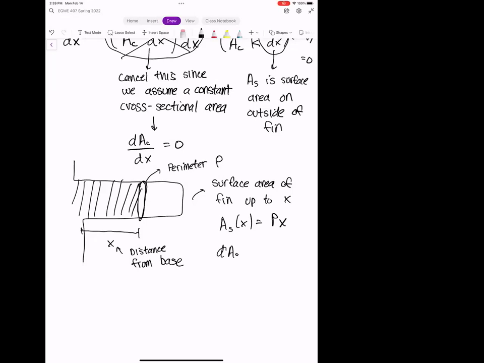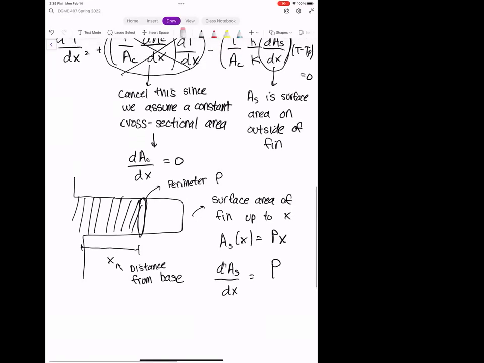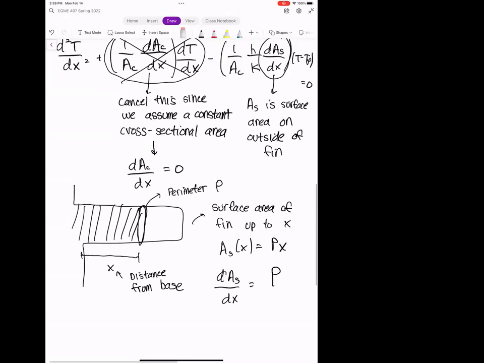All right, and so if we have this expression here for As, if we take the derivative of this, we have this x right here, and so that x is going to go away. All we're left with is the perimeter P. And so let's use this perimeter P in our fin equation up here. And so we can finally get our last simplification, the final relationship that we ended up with last time.